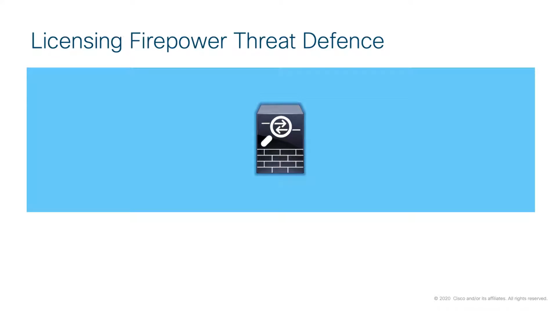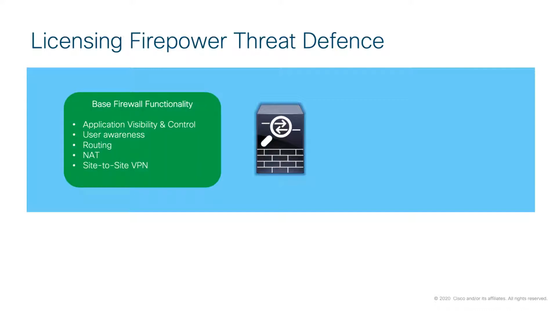When it comes to licensing for firepower threat defense devices, there are generally 2 options. The first one is that we provide base firewall functionality with the purchase of the firepower device that you have decided to deploy. Base functionality essentially means you get things like application visibility and control, user awareness, routing capabilities, network address translation, and also site-to-site VPN. So probably what most people would anticipate to be a more traditional firewall feature set. An important thing to point out here is that base licenses do not expire.